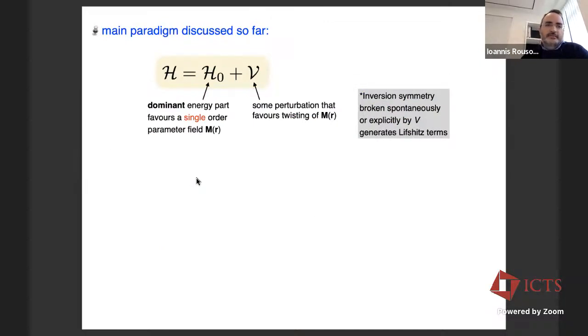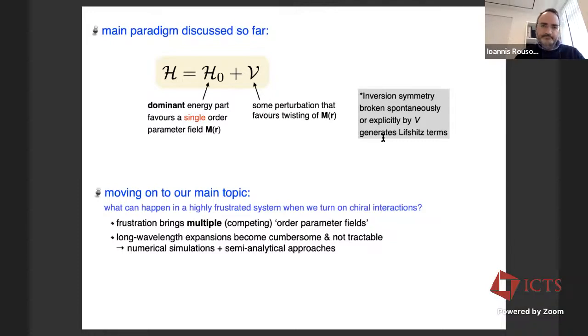Okay, so far we've been discussing this main paradigm, which is we start with a Heisenberg dominant energy part that favors a single order parameter field. And now we switch on a perturbation that favors some kind of twisting of that order parameter field. And in one way or another, the inversion symmetry is broken, and that can generate Lifshitz terms, and you can get interesting modulated phases. But what if we start from a system that already doesn't have one primary order parameter, but has multiple order parameters, for example, a highly frustrated system, and then we turn on this chiral perturbation? What happens in that case?